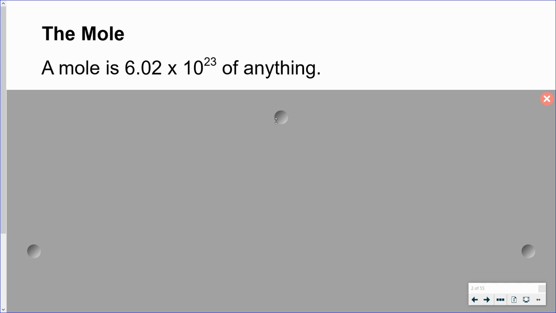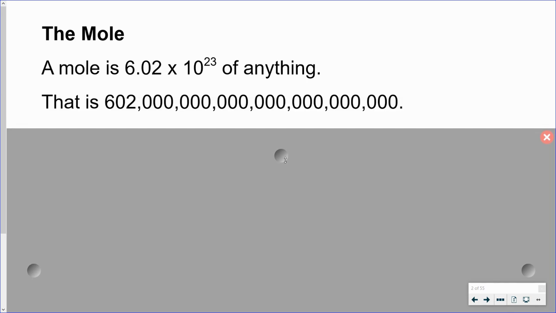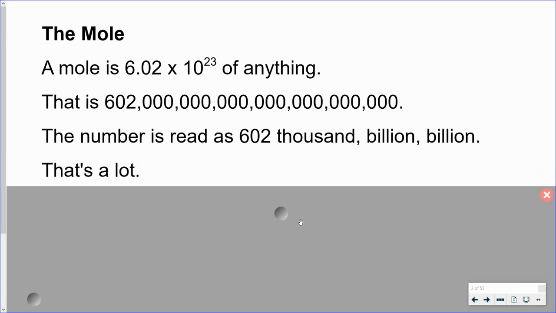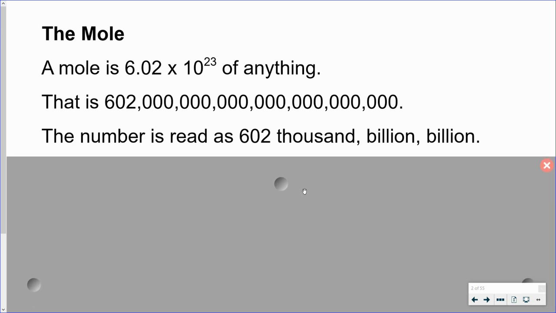And that's what we want to look at here. We want to look at just how big a mole is so we can wrap our heads around this number. In standard form, it's this number. That's a 6, a 0, and a 2, and 21 more zeros following it. You would read this number as 602,000 billion.